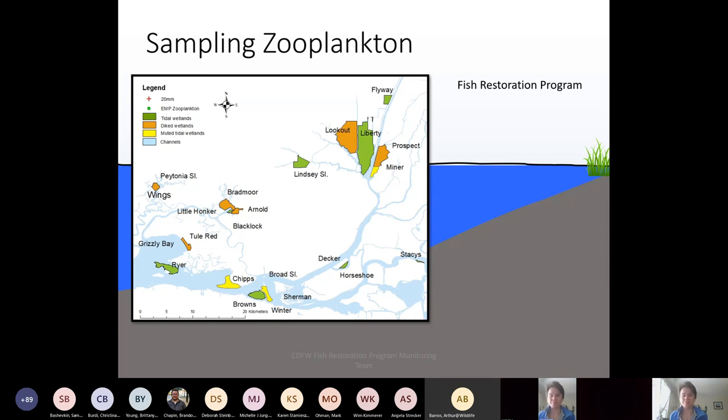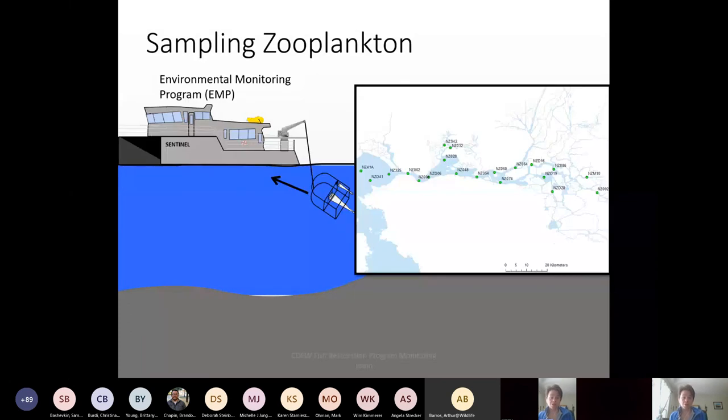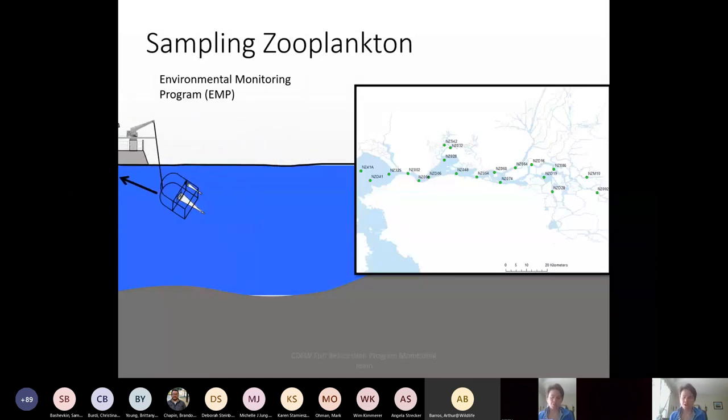that's pretty exciting. But we also want to look at channel habitat, and the Fish Restoration Program could go out and collect their own zooplankton, but there are a lot of surveys, as we learned yesterday, already collecting zooplankton in the channels. So instead of collecting new zooplankton, we're just going to use the data that the 20-millimeter survey collects all over the estuary in the spring, and the Environmental Monitoring Program collects in a slightly narrower footprint year-round.